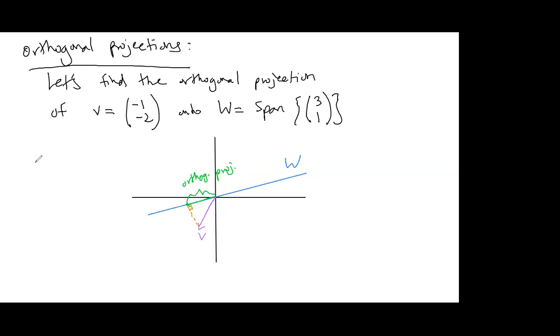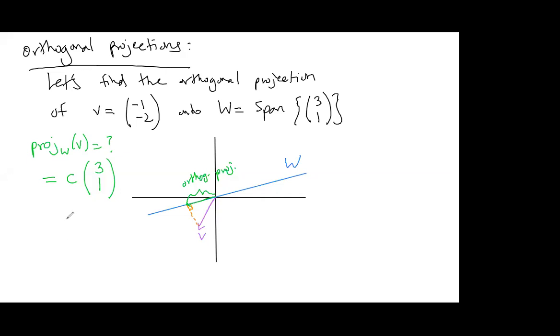So how do we find this orthogonal projection? We call it proj sub W of V. How do we find it? Well, there's a formula for it, but let's see if we can figure that formula out. This projection needs to be on the line W, so it needs to be in the span of this vector. Let's say it's some scalar multiple C times this vector, 3, 1. And we want to figure out what C is.